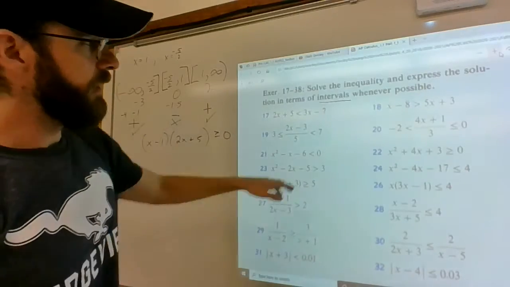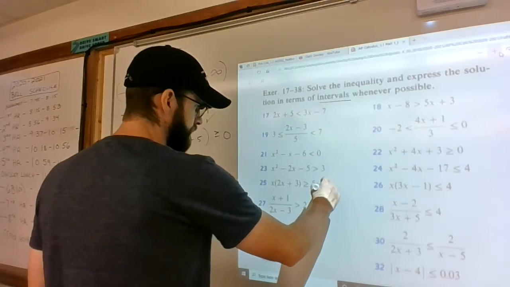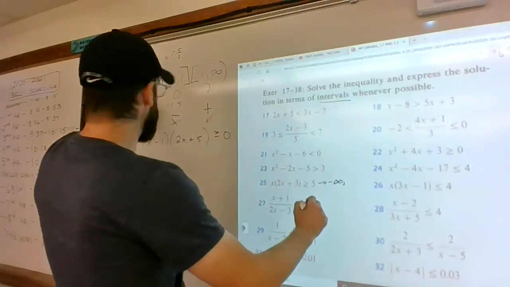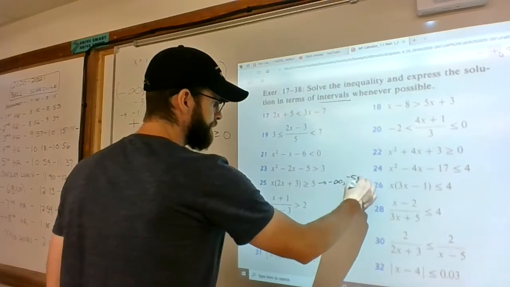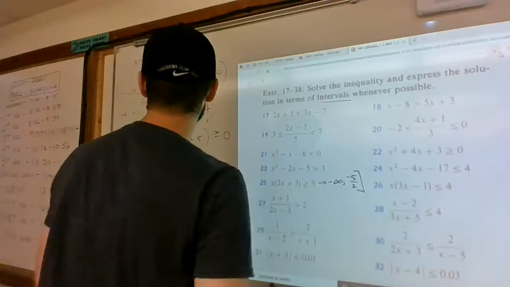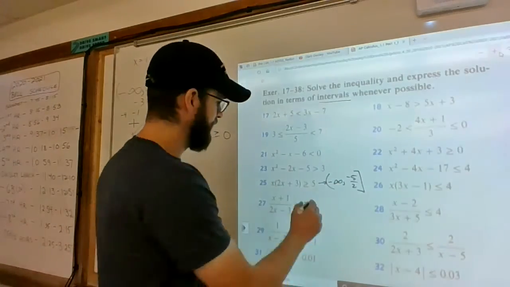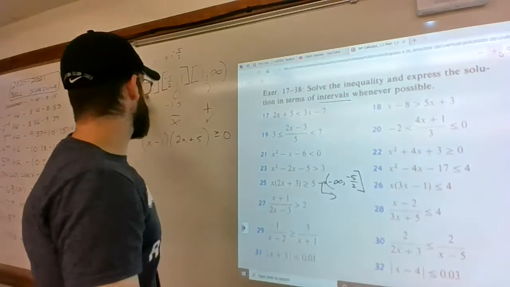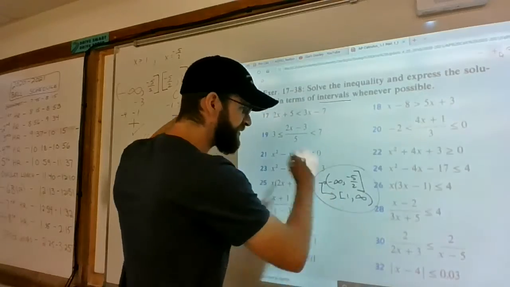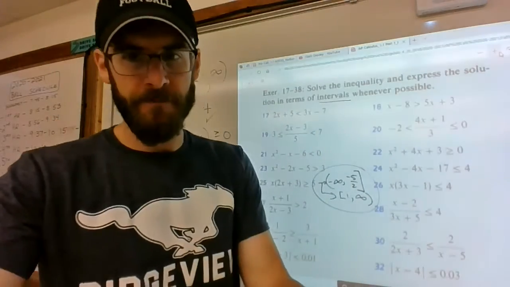So my solution, using interval notation, is going to be -infinity to -5/2. Actually, I don't know why I'm rewriting it here. I can just circle it over there. Well, finish what you started, right? So this one checks out, and this one checks out. That's my answer for number 25. All right, let's move on to 27.